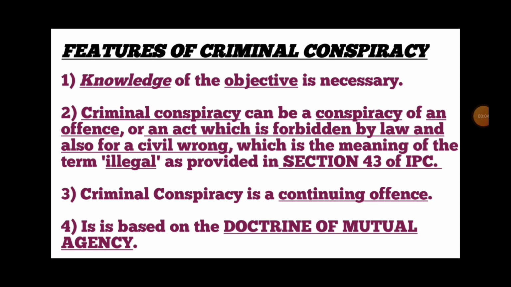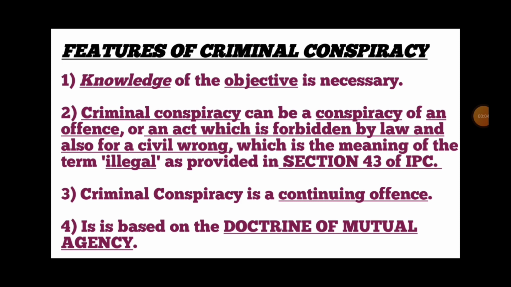which means that all the conspiracies, that is, conspiracy of an offense or an act which is prohibited by law and also for civil wrongs, are included under the category of criminal conspiracies. This is included in the meaning of the term illegal, and is also given under the definition of criminal conspiracy, that criminal conspiracy is a conspiracy made by two persons when the accused person commits any illegal act or any legal act by illegal means. So here the meaning of the term illegal includes all the conspiracies of these above-mentioned offenses.